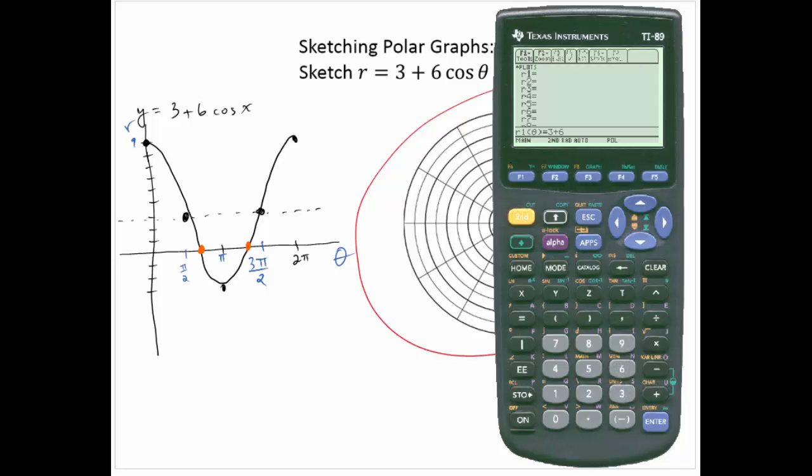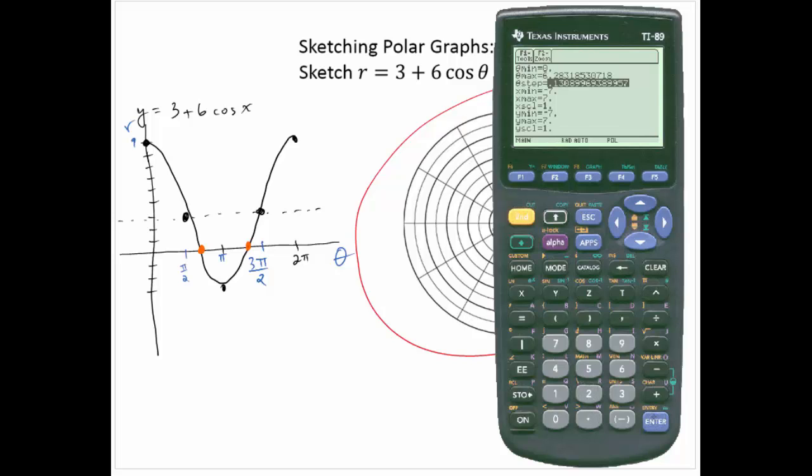cosine, and we need theta. To get there, it's above the caret key over on the right, so you hit green and caret. All right, so 3 plus 6 cosine theta, I'll hit enter. Let me check my window. So my window is going from 0 to 12.56, which is about 4 pi. So I'm just going to go from 0 to 2 pi.